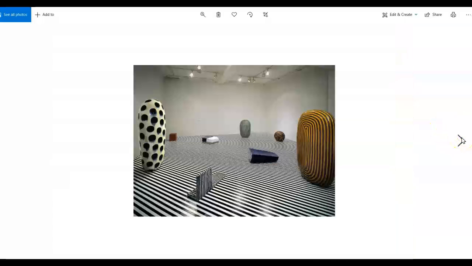Okay, let's go on to this. This is Jun Kaneko, another ceramic artist, Japanese also. When I look at these, okay, right. She's got figurative on the brain.